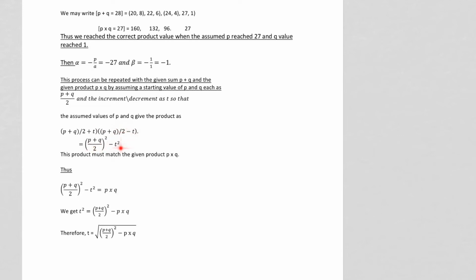Their product becomes this. This product must match the given product p into q. Thus p plus q divided by 2 square minus t square is equal to p into q. Therefore, we get t square as p plus q by 2 square minus p into q. Therefore, t becomes equal to this. This is increment, decrement, a very important quantity, and when it is added to p plus q by 2, this gives us the correct value of p, and when it is subtracted from p plus q by 2, it gives us the correct value for q.